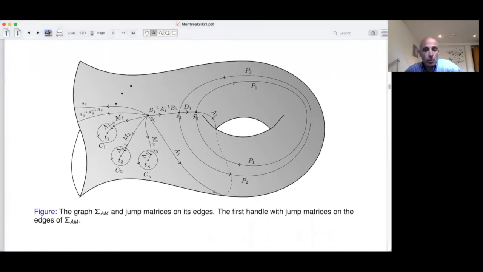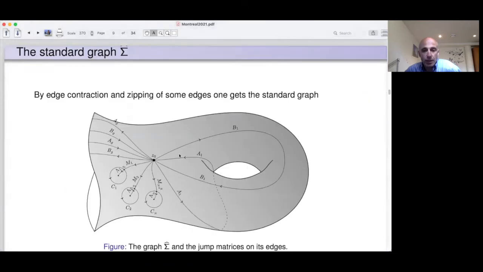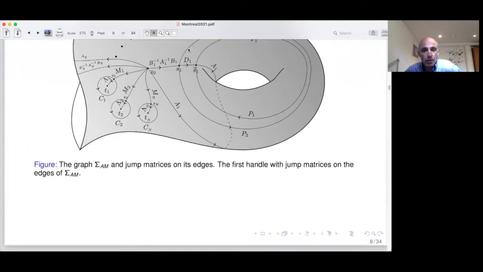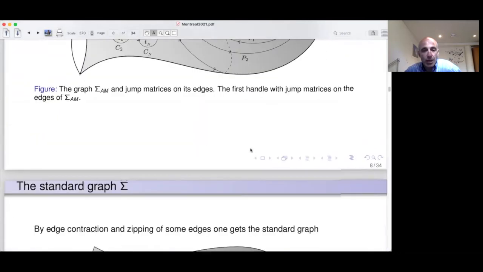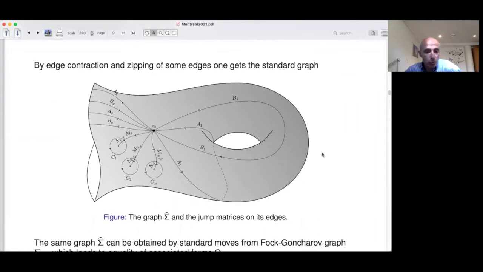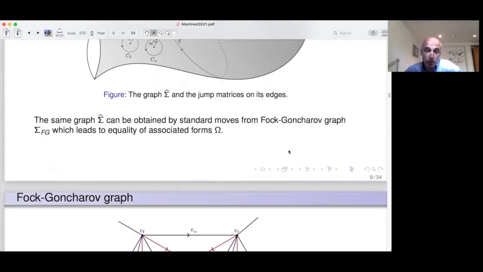Then, of course, by graph contractions, you can translate it into the standard graph like that. Beta cycle, alpha cycle. You see, one just merges these two points, then one merges these two edges, and one comes to this graph. And another way to get this standard graph is to come to it through the Fock-Goncharov construction, which looks as follows.